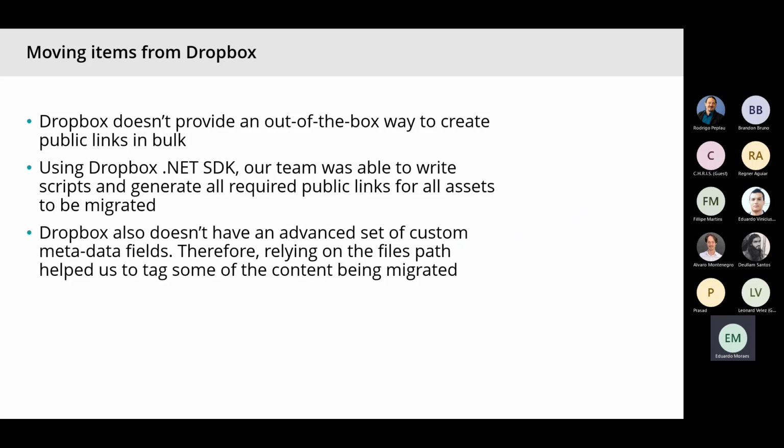So the way we approached it, we used the Dropbox .NET SDK. And using that SDK, we wrote a script to generate all required public links for all assets to be migrated. Once that was done, it was pretty much the same approach. You have the Excel file, you have the public links that were generated by this script using the SDK in place. And with that, it was pretty much just a question, again, of uploading that Excel file and letting Content Hub do the job.